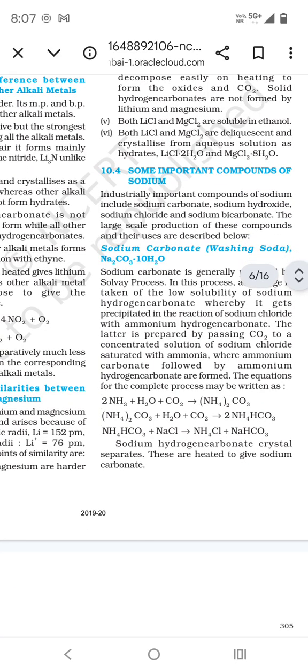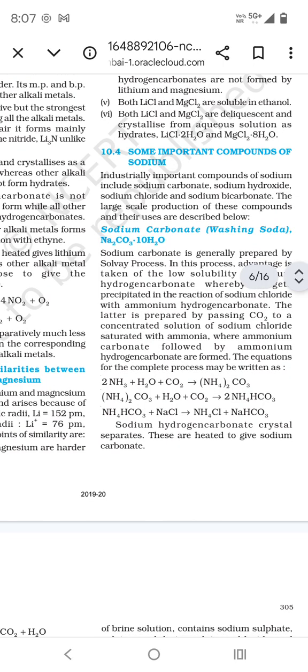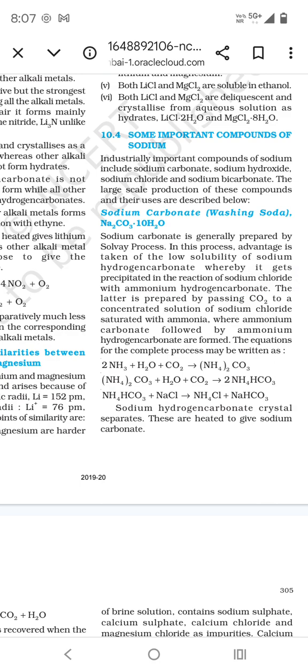Some important compounds of sodium. Industrially important compounds of sodium include sodium carbonate, sodium hydroxide, sodium chloride. Sodium carbonate means washing soda. Sodium carbonate is generally prepared by the Solvay process.